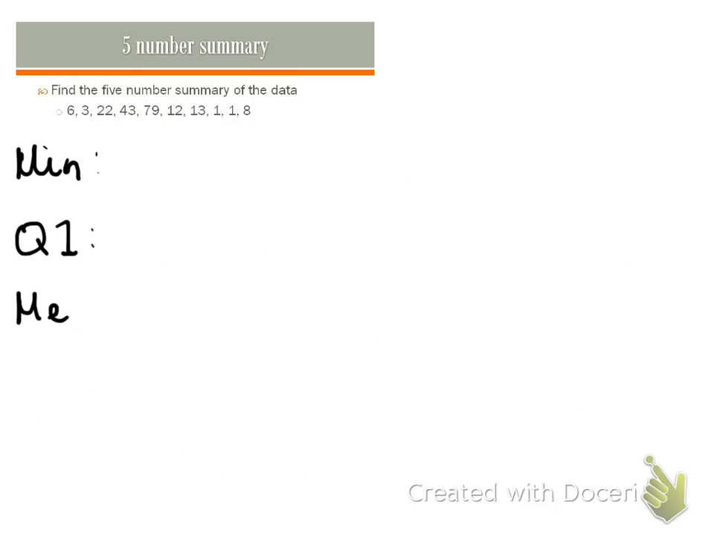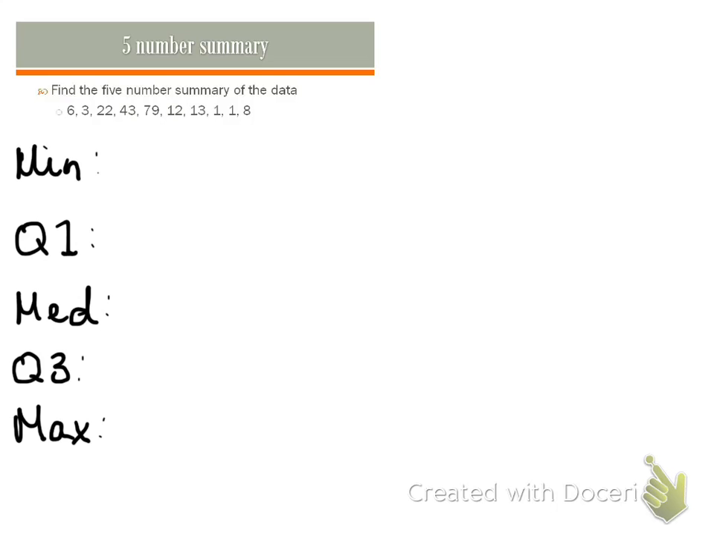Now, you can put it in your calculator to find it. What you want to do is click on Stat, press Enter because it's already on Edit, and put all the numbers we have in L1, so 6, 3, 22, 43, 79, 12, 13, 1, 1, and 8. Once they're all in L1, you want to click on Stat again and go over to the right to Calc. Calc is already highlighted on 1-Var Stats. That's the test we want to use.